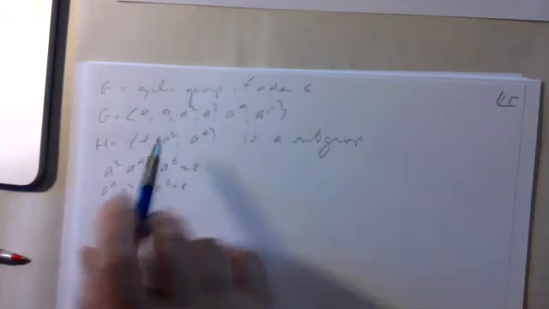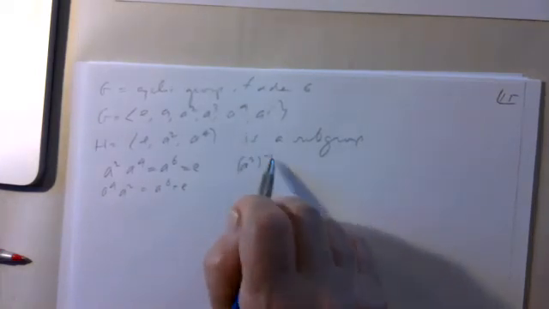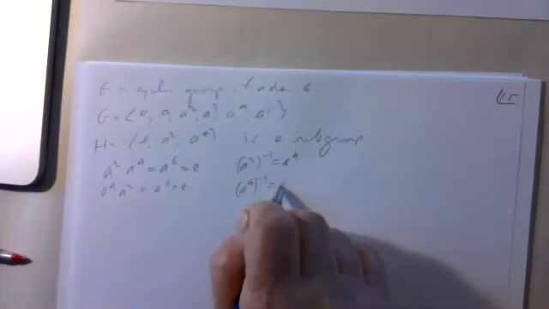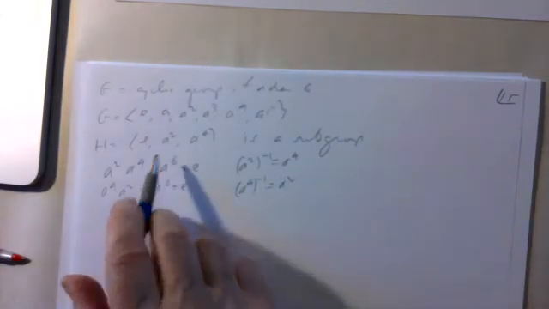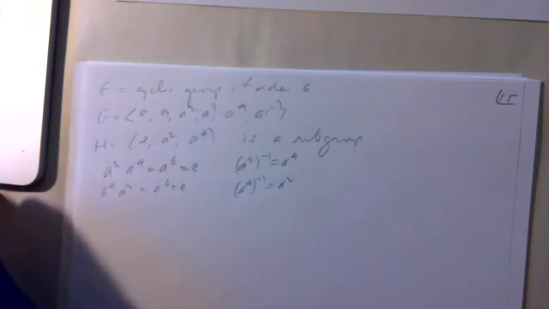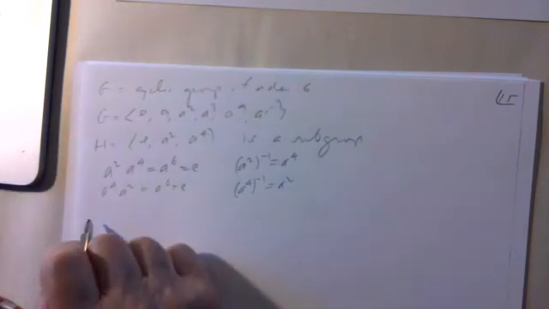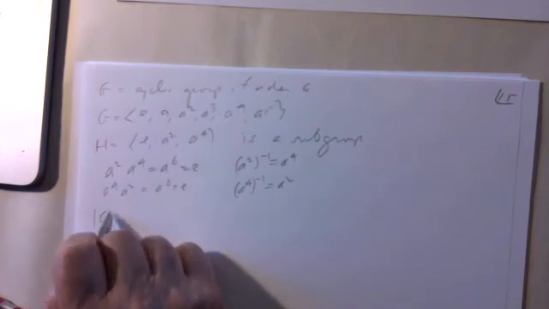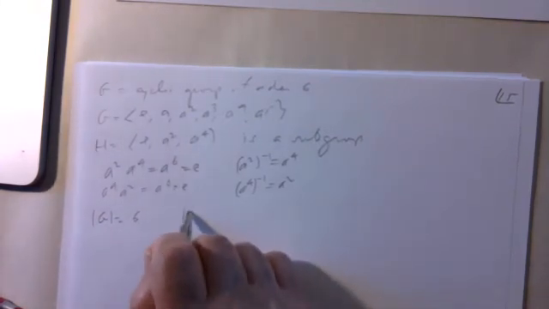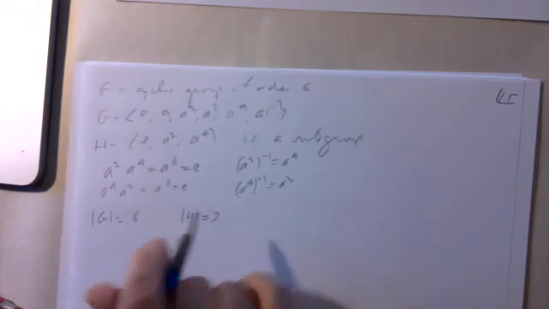So the inverse of A squared is A to the 4th. The inverse of A to the 4th is A squared. So every element has an inverse. So the order of G is 6. The order of the subgroup H is 3.